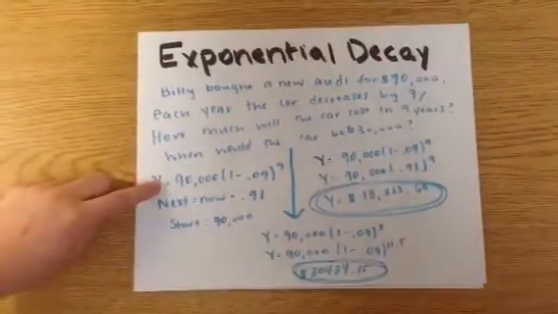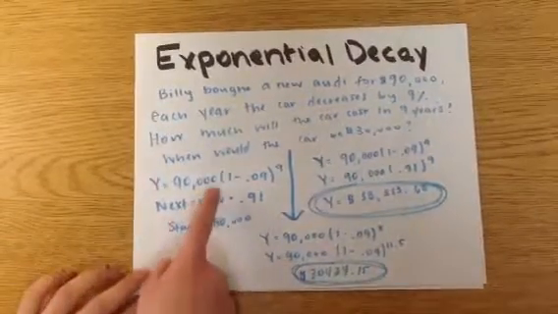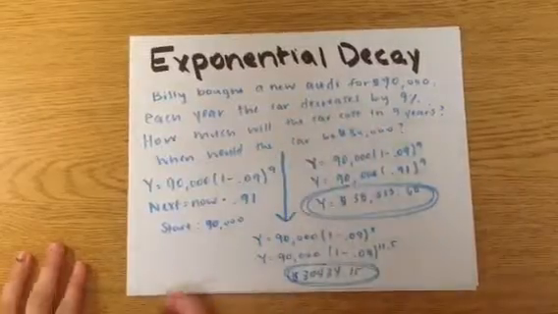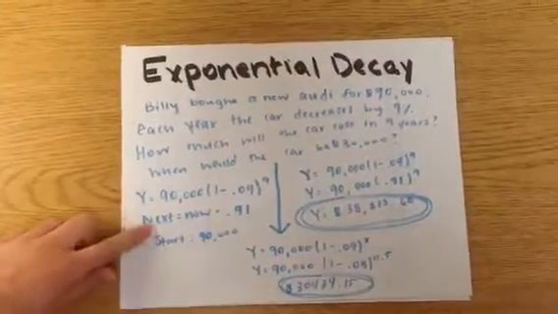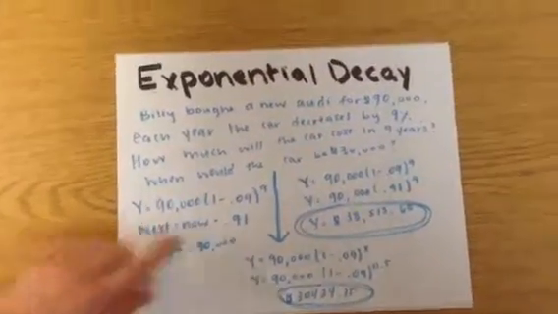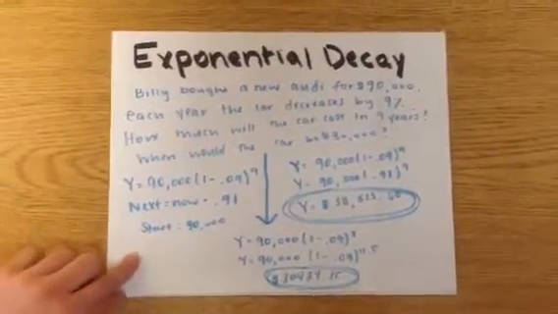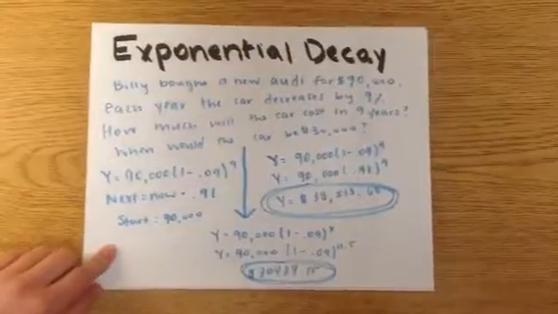So the explicit rule is y equals 90,000 times (1 minus 0.09) to the power of x, or in this case 9, for 9 years. And the recursive rule is next equals now times 0.91, because 1 minus 0.09 is 0.91. And the start is 90,000.